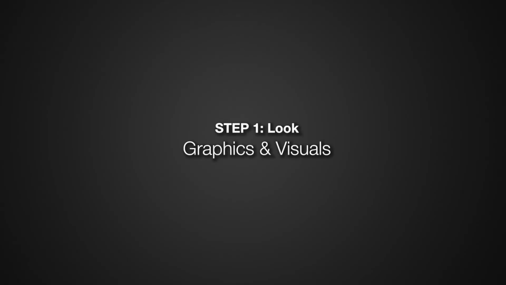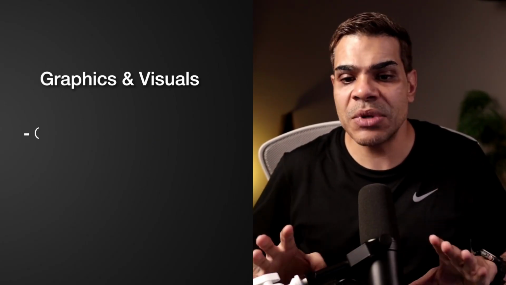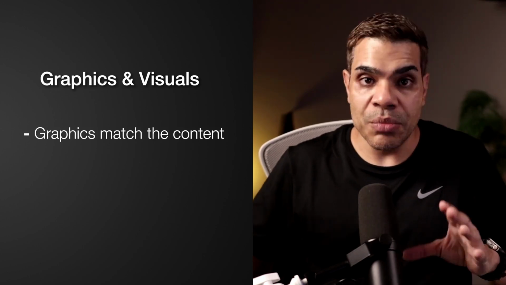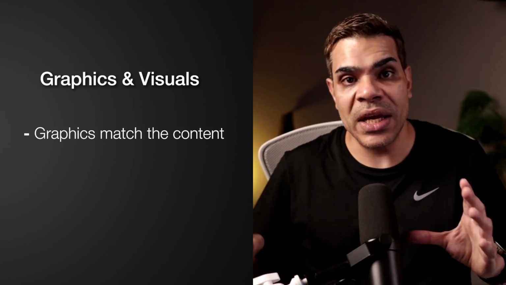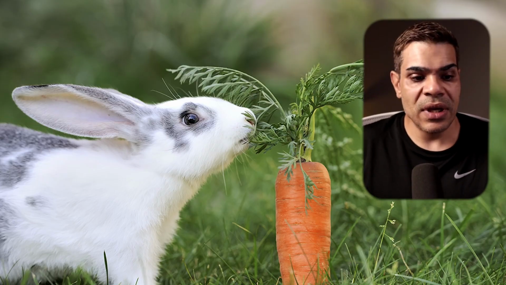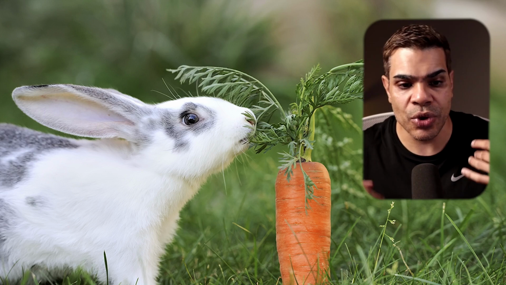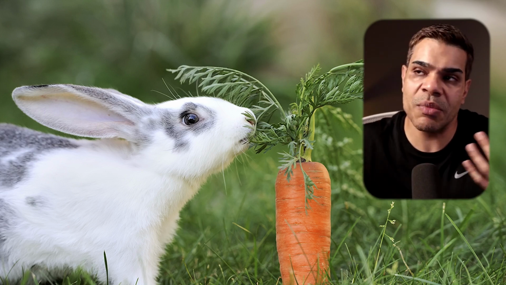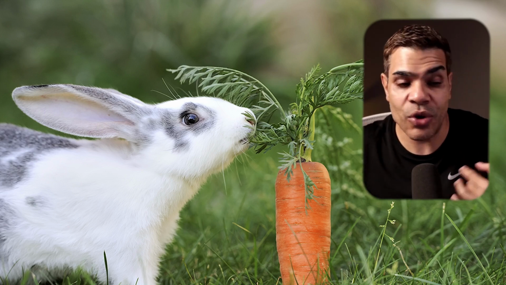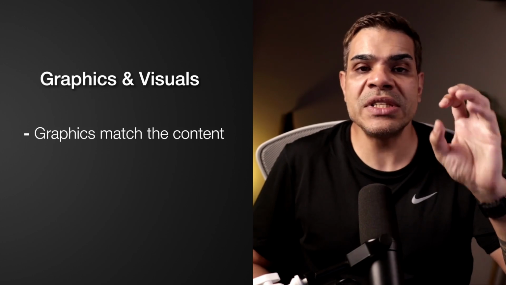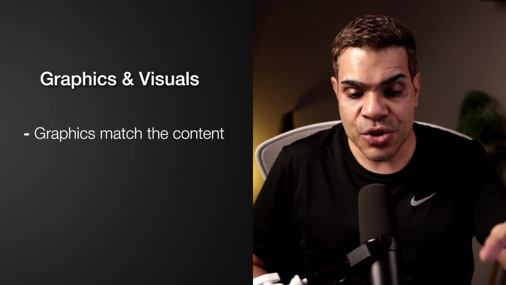Okay, so let's talk about graphics and let's talk about visuals just in terms of how your page looks. If you're going to add any images to the page, make sure that the images actually match the copy, meaning the content that's on the page. If you've got some random graphic and it's a rabbit and the rabbit is eating a carrot and you're not actually talking about eating food, or you're not talking about consumption, or you're not talking about something related to that rabbit, don't use it. Every single pixel, every single element that's on your page should be intentional.